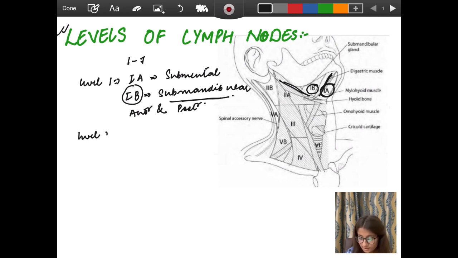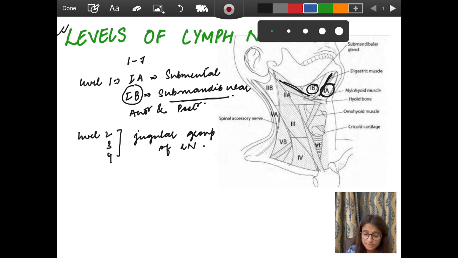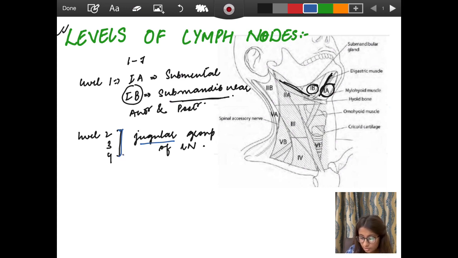Coming to level 2. Firstly, remember that the second, third, and fourth levels together are called the jugular group of lymph nodes. Why are they called the jugular group? Because these lymph nodes are closely associated with a vital structure, the internal jugular vein. That's why they are called the jugular group of lymph nodes. Level 2 is the upper jugular group, level 3 is middle, and level 4 is lower.